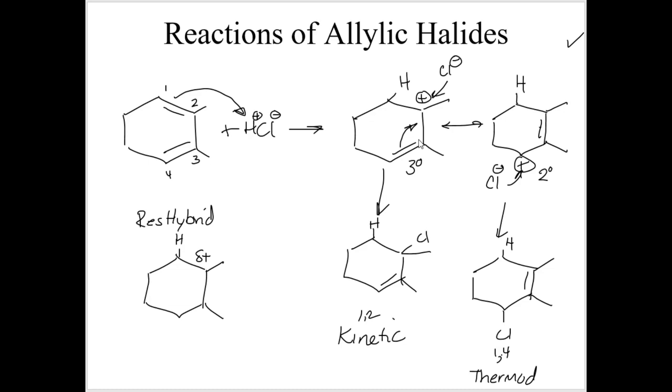So charges and bonds. So 0, 0, 0. 0, plus 1, delta plus. Now notice that in terms of pattern recognition, in these structures, everywhere there's a positive charge, there will be a delta positive charge in the resonance hybrid.